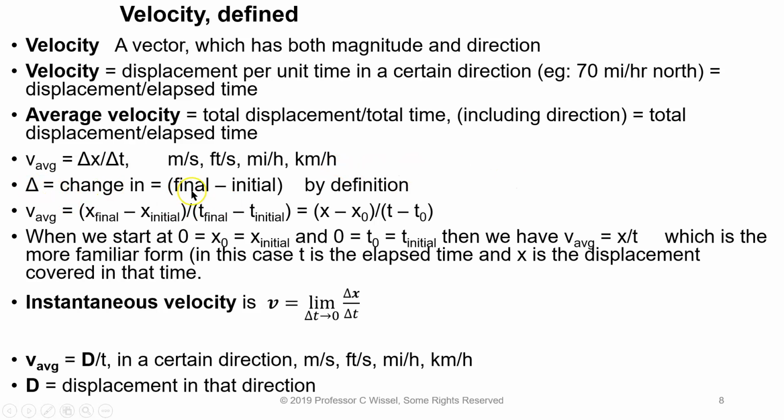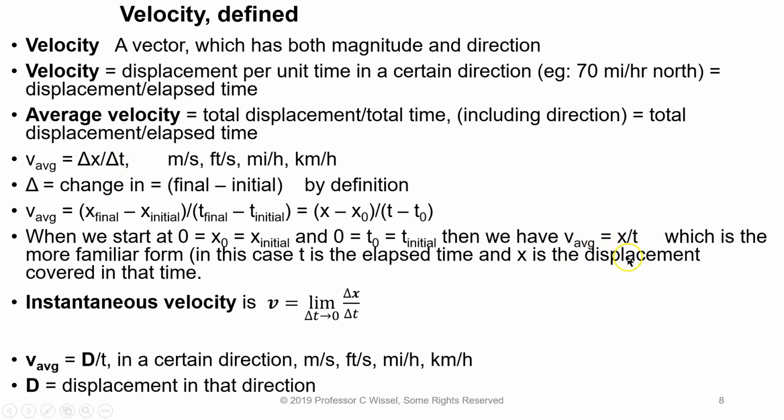Of course, delta just means some sort of change, final minus initial by definition. So V average is x final minus x initial divided by t final minus t initial, or x minus x naught divided by t minus t naught. Now, a lot of times we set x0 equal to 0, and many times we set t0 equal to 0, in which case we have V average equals x over t.